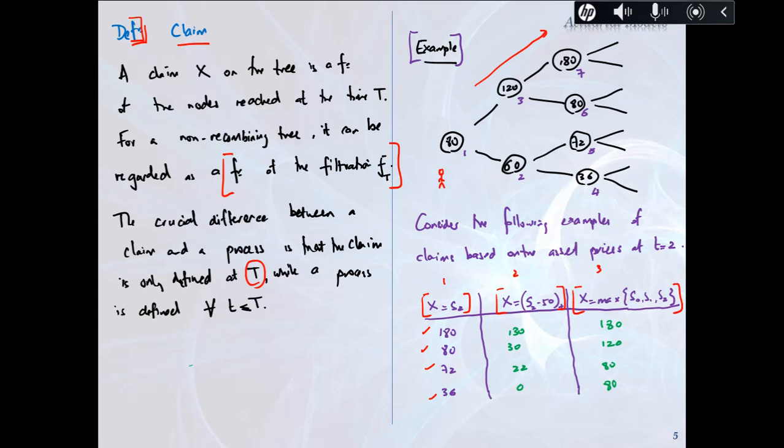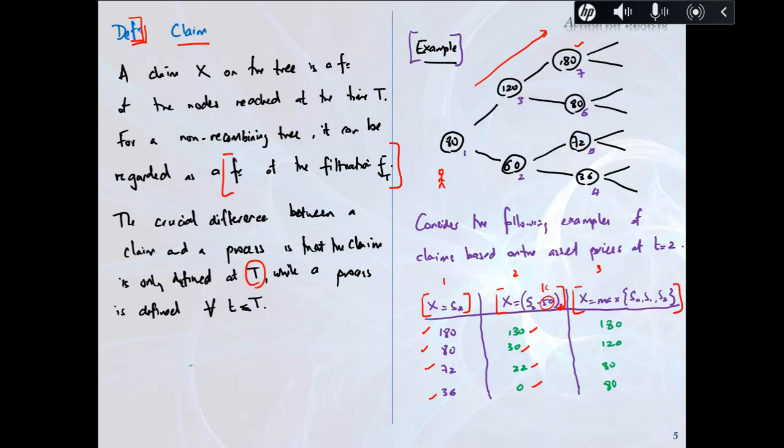Secondly, x equal to s2 minus 50, so this is implying a European call option, where the strike is K. So pay attention to this plus. It is the maximum between S2 minus K and 0. So 180 minus 50, it will be 130. 80 minus 50, 30. 72 minus 50, 22. And then 36 minus 50, it is a negative value. So the maximum between 0 and that value is 0, obviously.